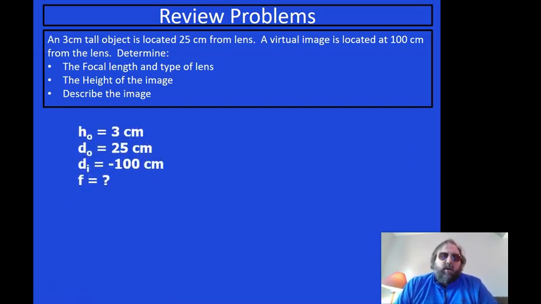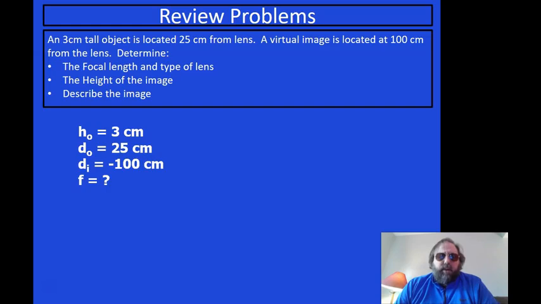So for instance, in this one it said it's a 3 centimeter tall object, so hO is 3 centimeters, and the object is located 25 centimeters from the lens, so dO equals 25. A virtual image is located at 100 centimeters from the lens, so notice dI is negative 100. It's negative because it's virtual, and it's 100 because, well, it's 100. And then they start asking what's f, what's the height of the image, and so forth.